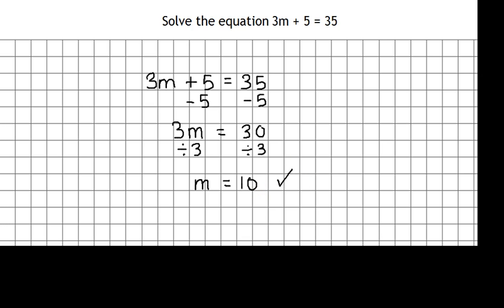Our equation is solved. Now if you want to check what you've done, we can substitute that value back in. So we can check that 3 times 10 is 30, add on 5 is 35. So our check's correct, so we've got the question right.